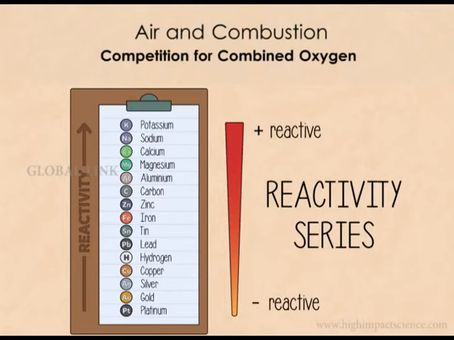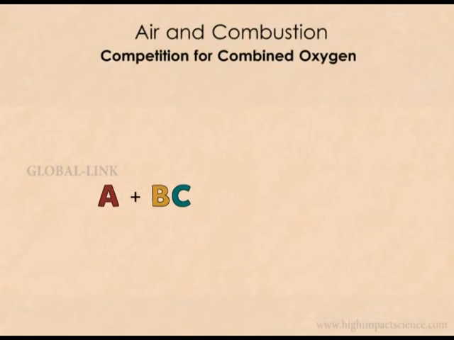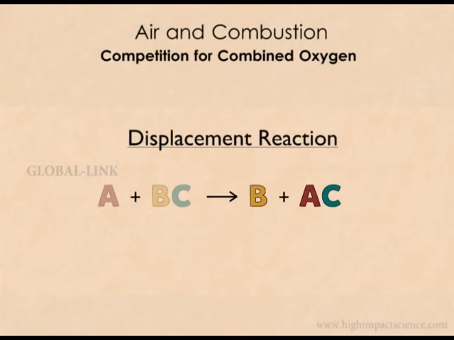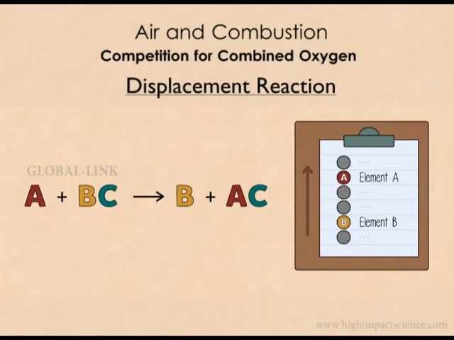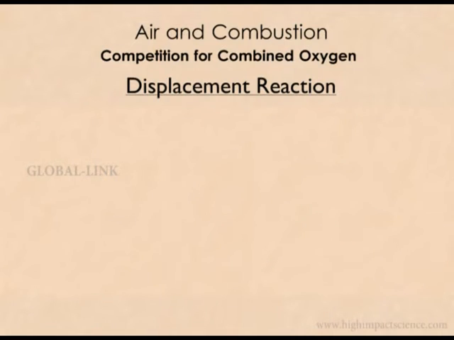A more reactive element will displace the lesser reactive element from a compound. For instance, if A is more reactive than B, then A will displace B from the compound BC to form the products AC and B. This is called a displacement reaction. So we use the reactivity series to predict if an element will displace another from its compound. The thing is, an element will only displace another if the first element is more reactive. This applies even to oxides.